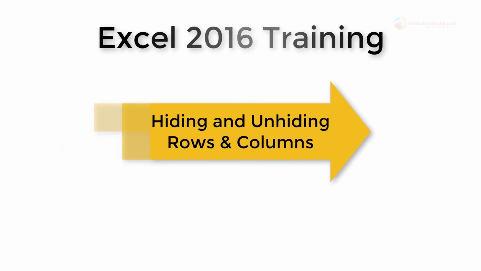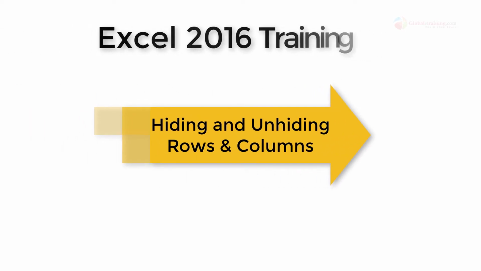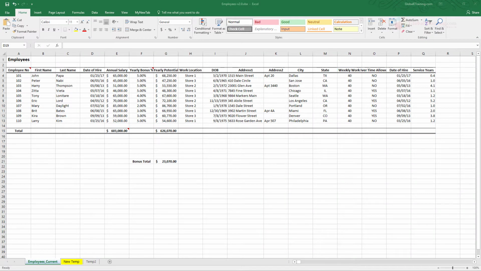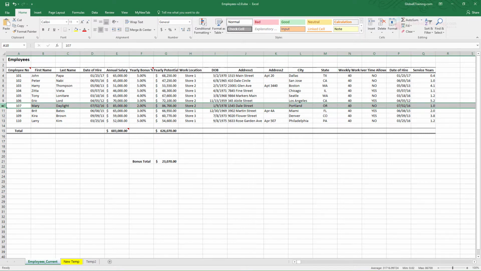In this video, we'll take a look at hiding and unhiding rows and columns. Okay, here is our employees spreadsheet or workbook, and let us hide a row. Say for example, I want to hide this row 10 with the employee ID 107.